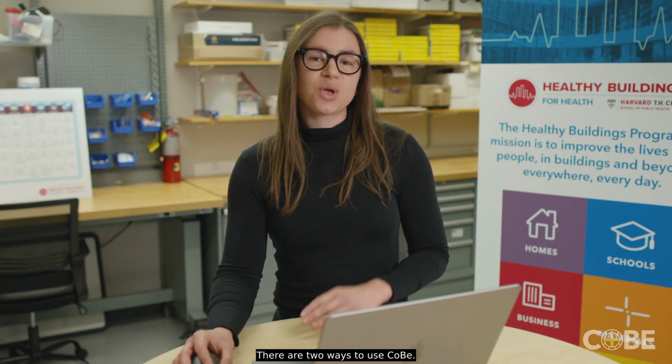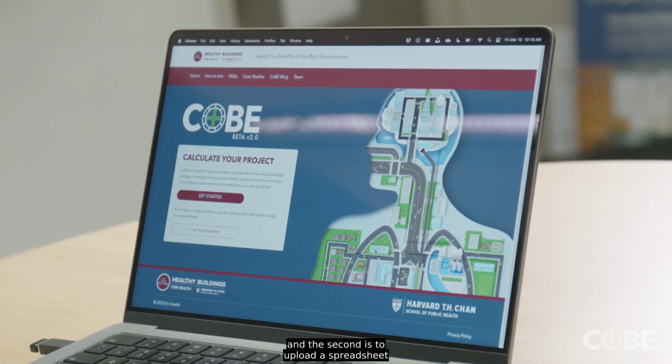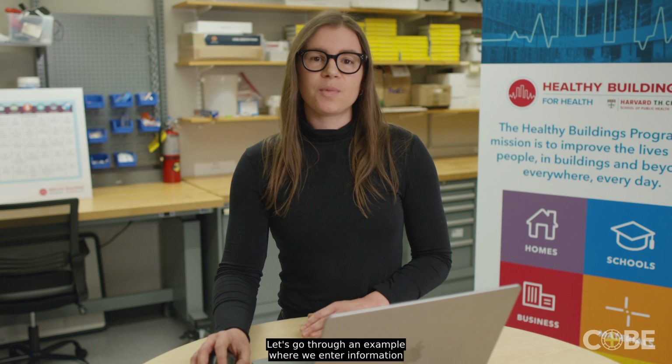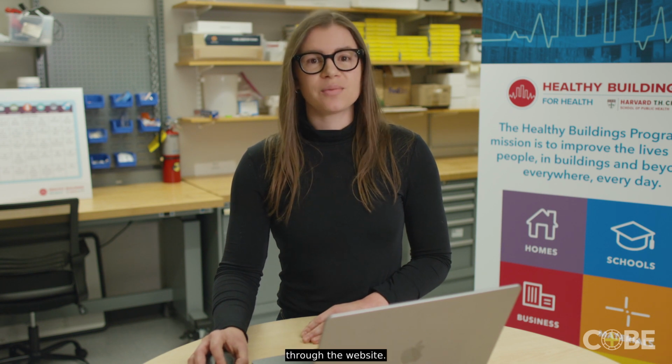There are two ways to use CoBE. The first is to enter information through the website, and the second is to upload a spreadsheet if you're working with many buildings or an entire portfolio. Let's go through an example where we enter information through the website.